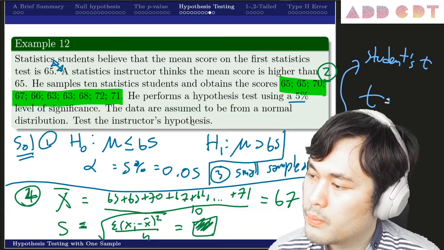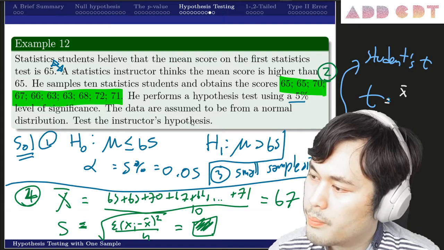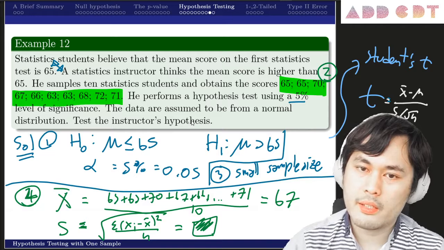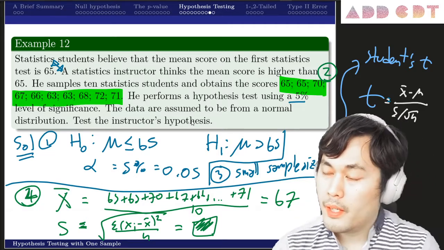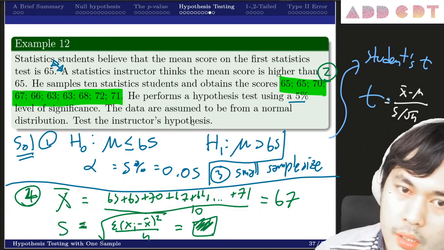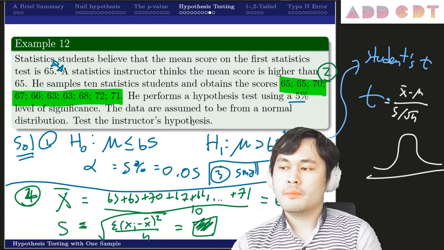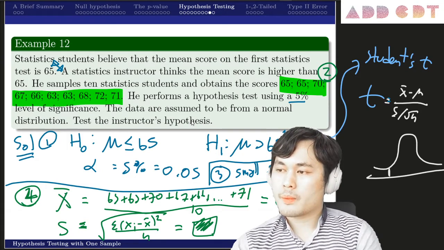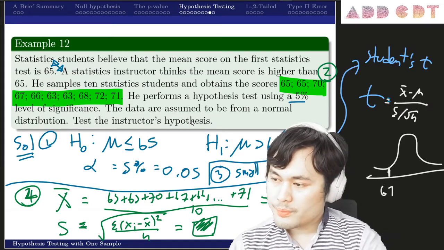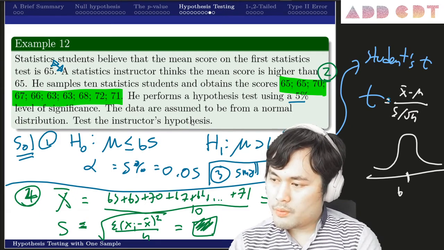let's say x bar minus mu divided by s over square root of n. Yeah, something like that. And from that number, it's going to be this distribution, whatever it is. We know for sure that it's going to be some kind of curve, right? We're going to have that 67 here. Oh, it's the other way around. Okay, so mu is 65.